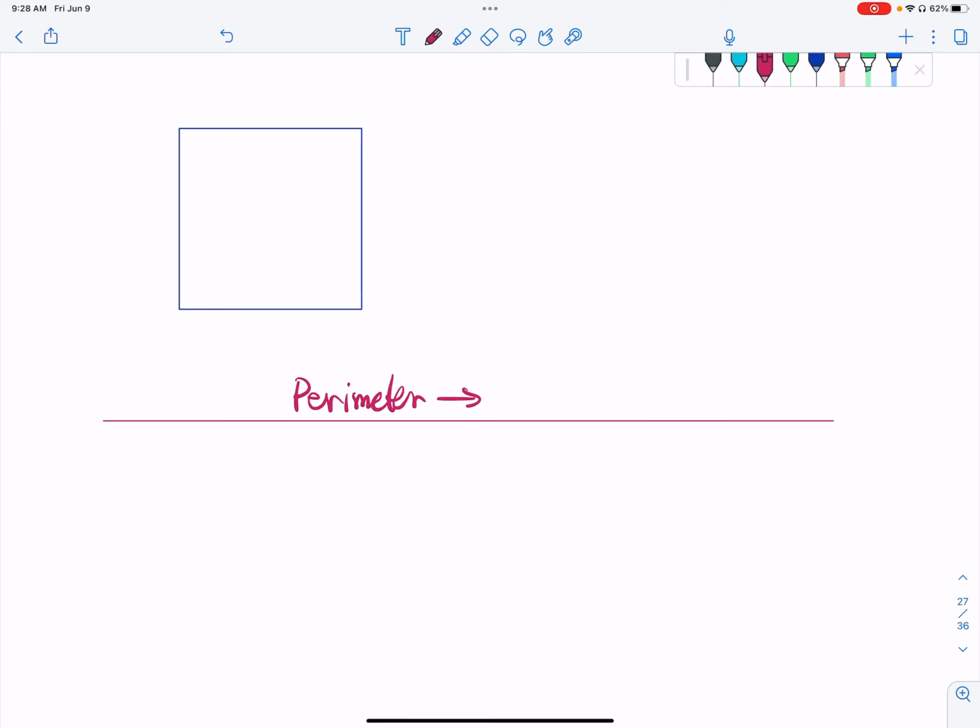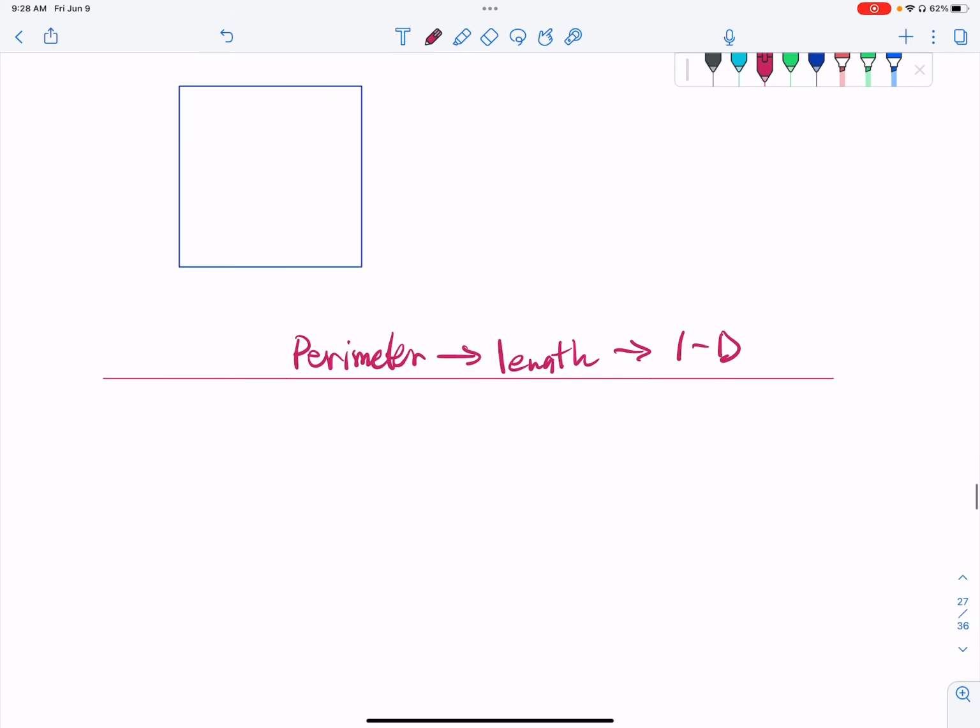And this is just a length. And it is one-dimensional. 1D. Not 2D, not 3D, one-dimensional. And anytime that you measure perimeter, you're measuring it in linear units. What I mean by linear units is inches, feet, centimeters, meters, miles, stuff like that. You're not measuring it in, say, two-dimensional or square units, quadratic units, like inches squared, feet squared, and centimeters squared.